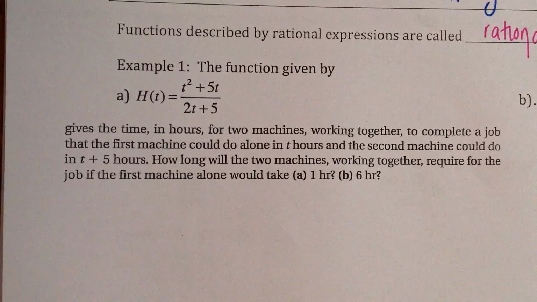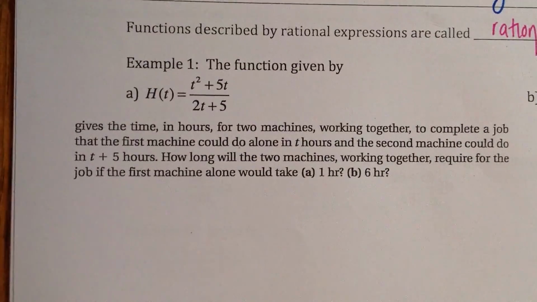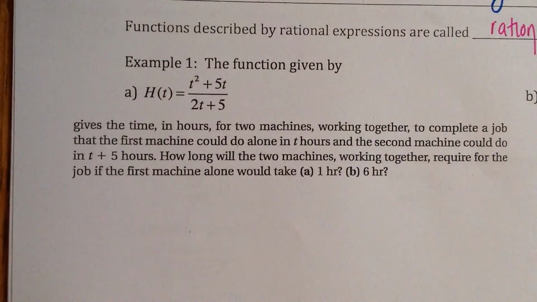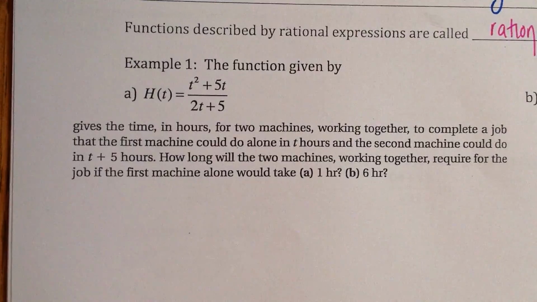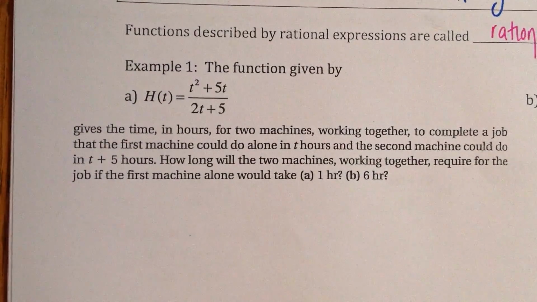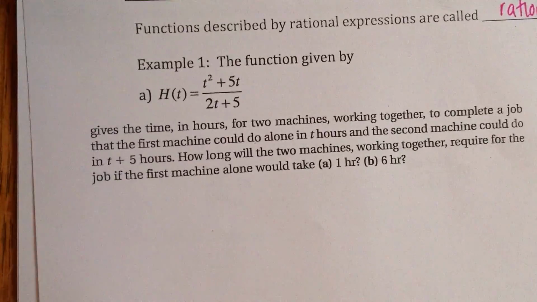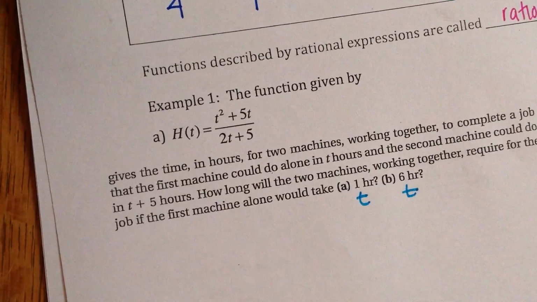Here we're given a function, and this tells us how much time it would take for two machines working together to complete the job. We know that machine 1 can do it in t hours, while machine 2 can do it in t plus 5 hours. So we want to know how long it would take the machines working together if the first machine can do it in 1 hour and then in 6 hours. So t is 1 and t is 6.